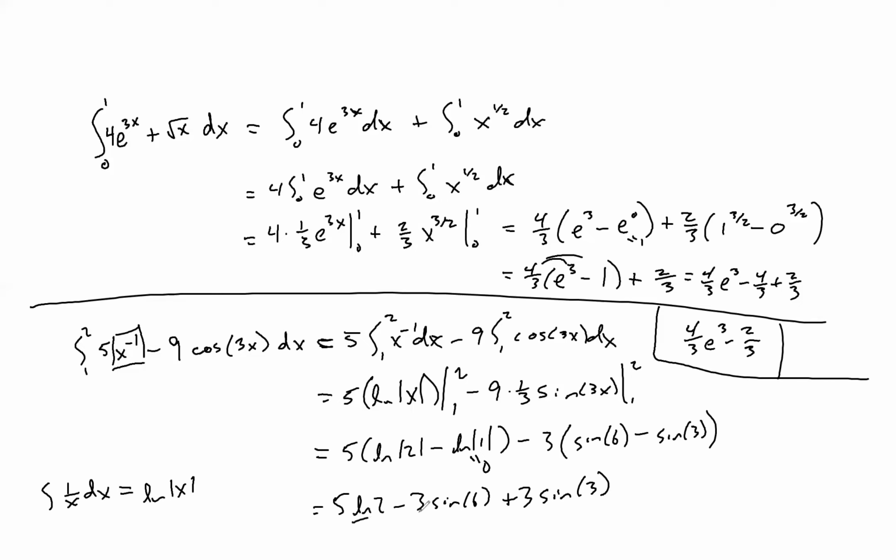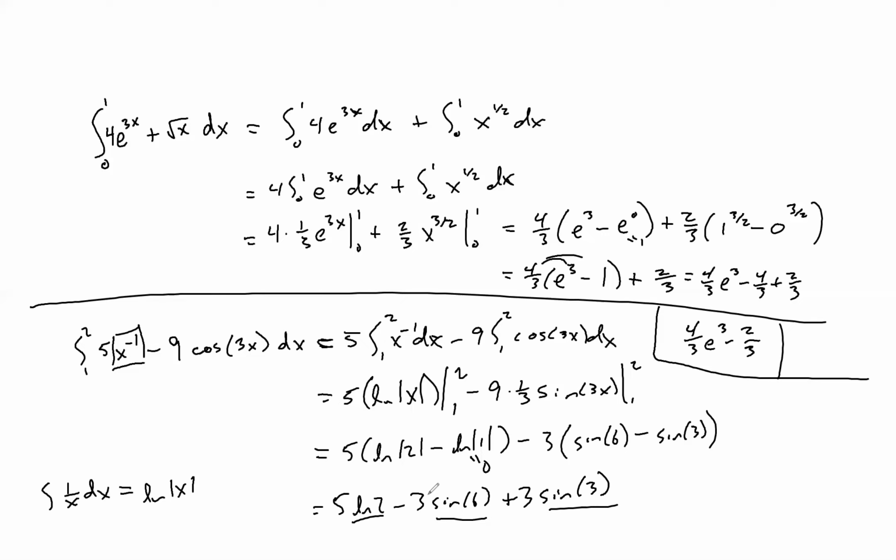Every single one of these would give you some ugly decimal number. So as far as I'm concerned, I'm happy with this. If the homework asks you to round, then just punch it into a calculator and round to however many decimal places they ask for. All right, so those are just some examples of using the fundamental theorem of calculus part 2.